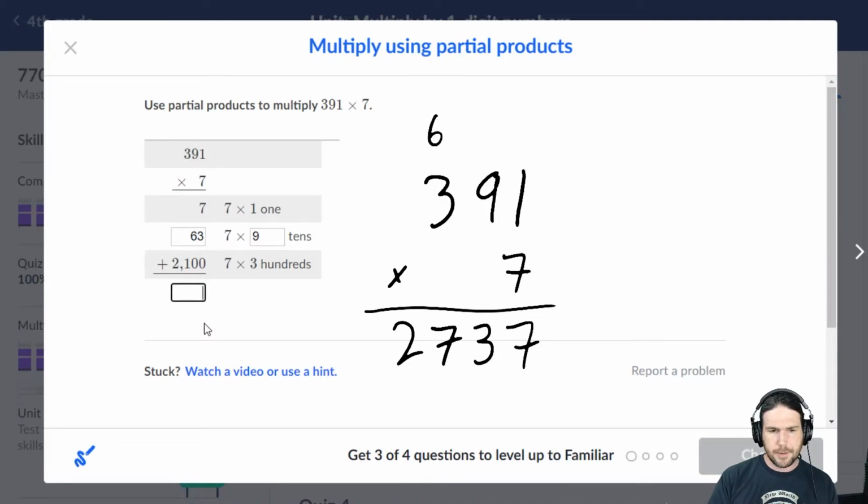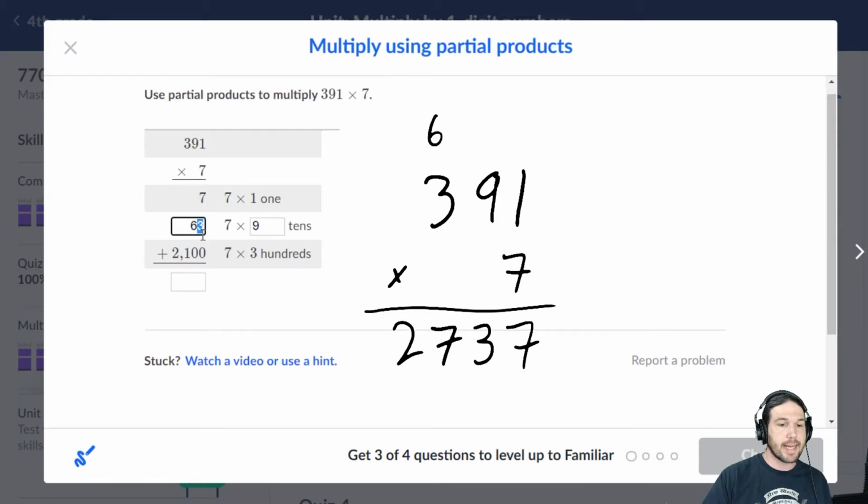And it gets us a different answer than I got. Did I mix something up? 7 times 9 is definitely 63. 70. So this gets 2170. Oh, 630. Yes, you're right, because that is 9 tens.